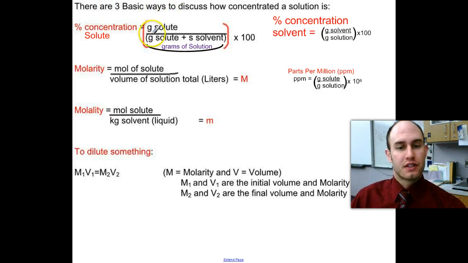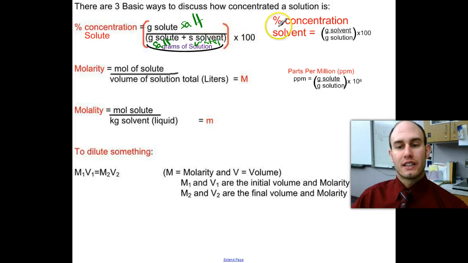And the equation is simply grams of solute over grams of the solution. And you can see here the solution is really the solute plus the solvent. So an example is salt water. The grams of the solute would be grams of salt. And down here, this would be how much salt plus the amount of water that you used. You would just add those together, and then multiply by 100 to make a percent.